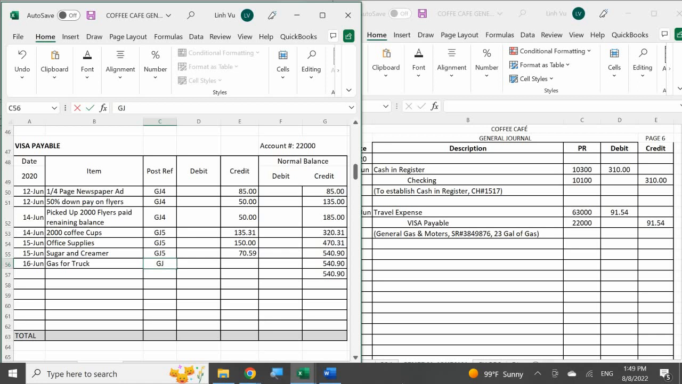Oh, yes. So in this case, because we charged more money on our credit card, we owe more money, so $91.54 on the credit side, right? Which will increase your credit card balance from $540.90 to $632.44.